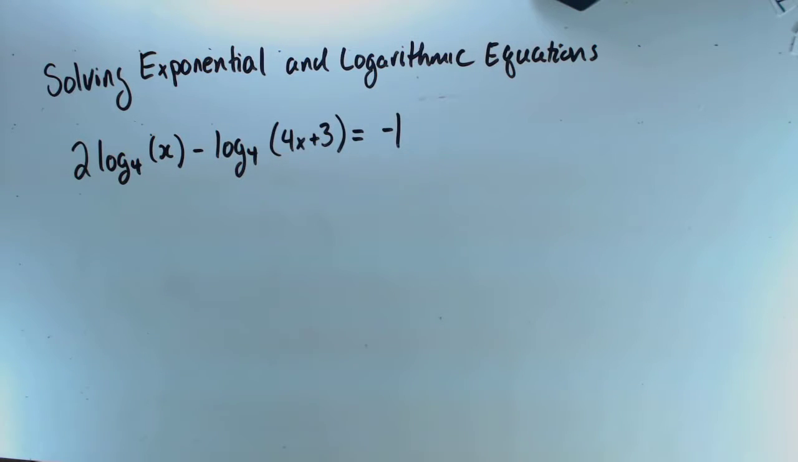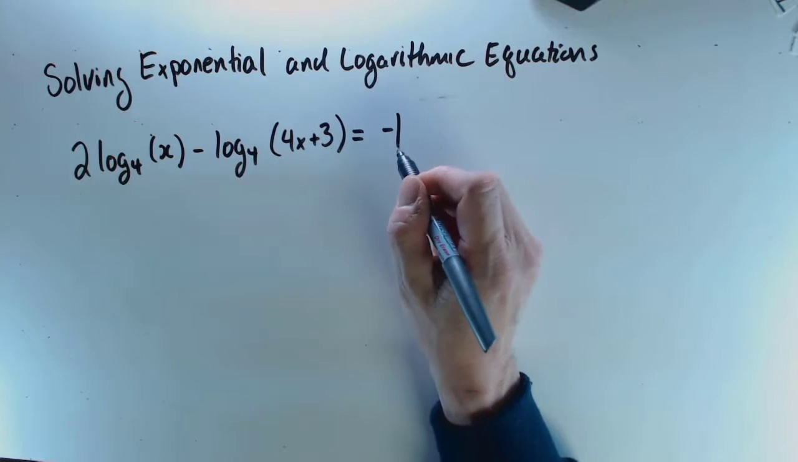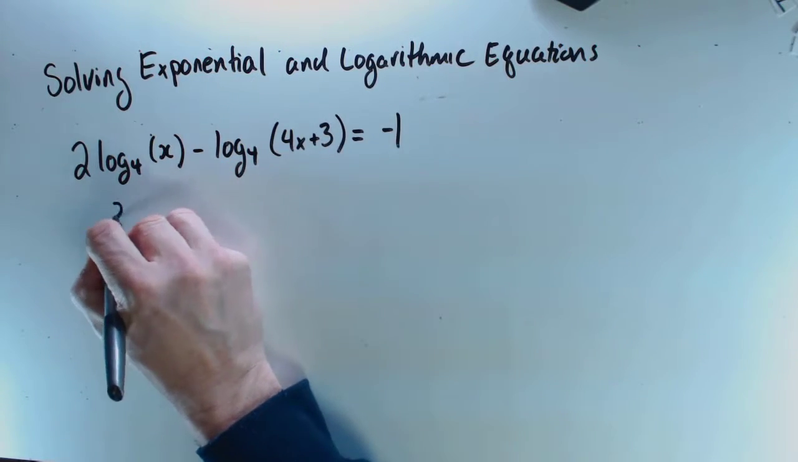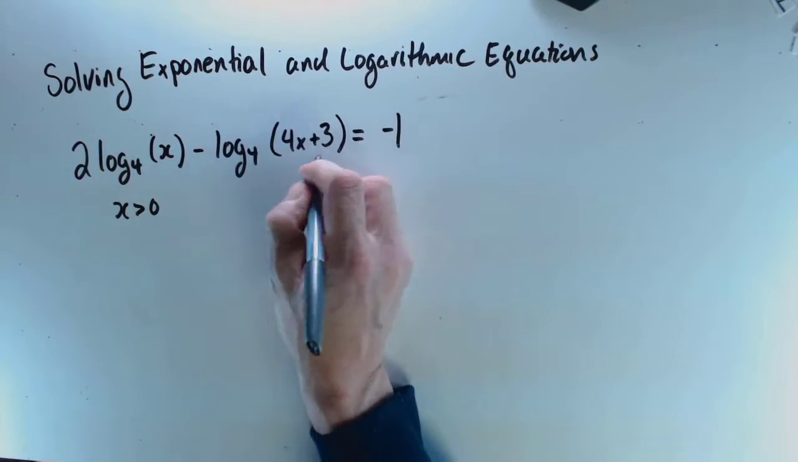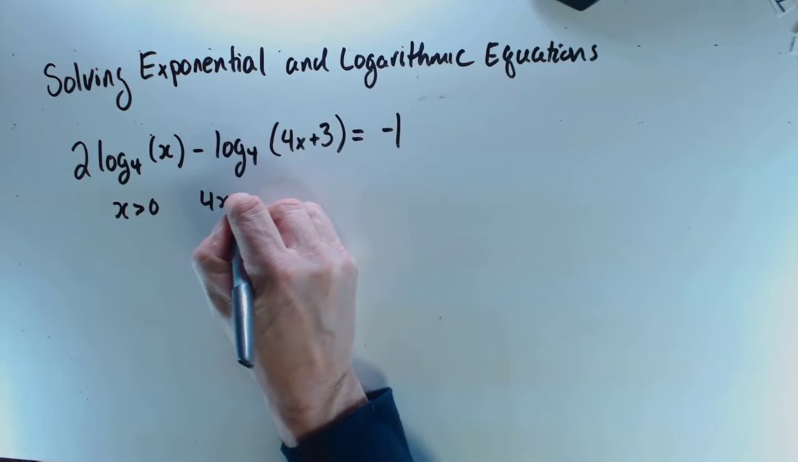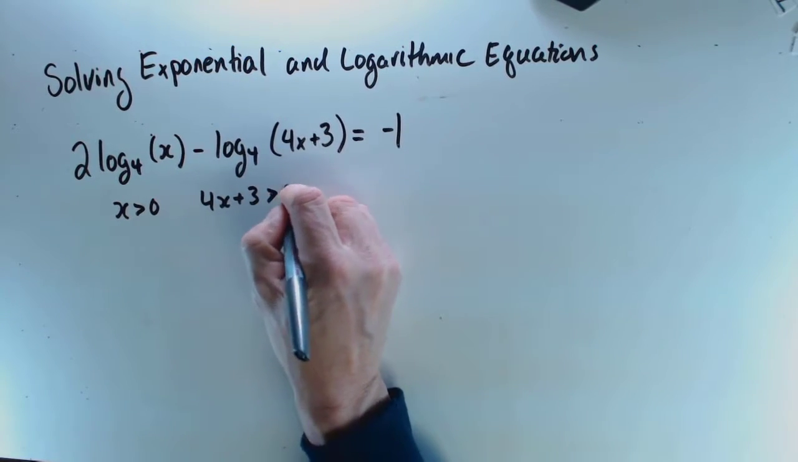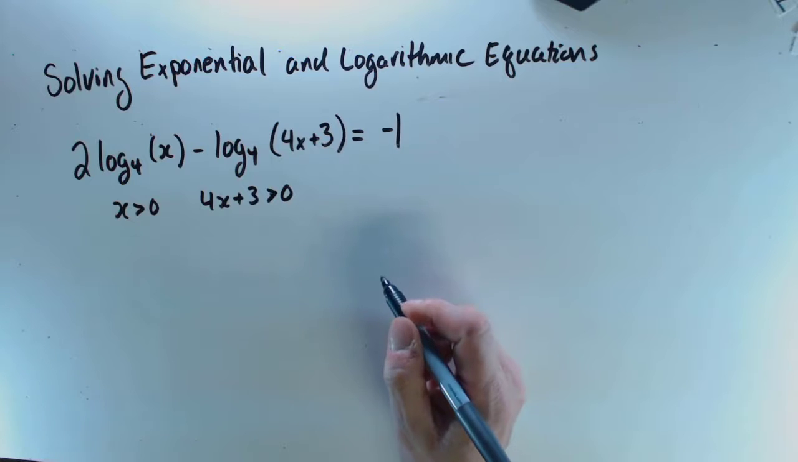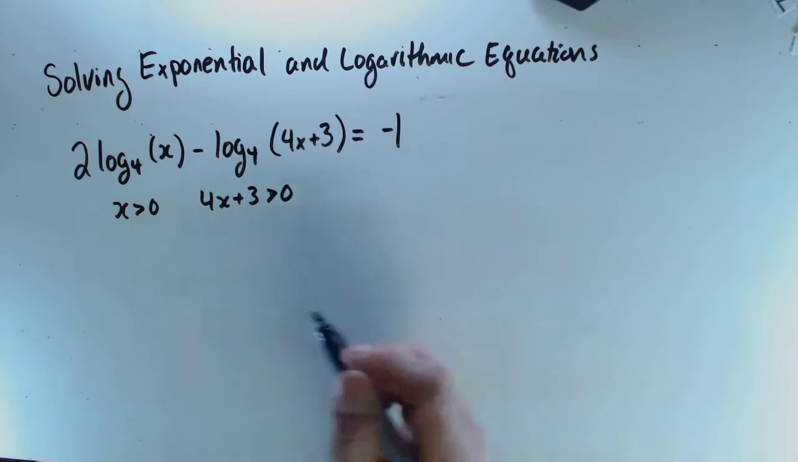Okay, here we have it again. We've got more than one log involved here. These are logs base 4. I know for sure that x has to be greater than 0. Another thing, 4x plus 3 also has to be greater than 0 because I cannot take the log of something that's negative. Can't be done.